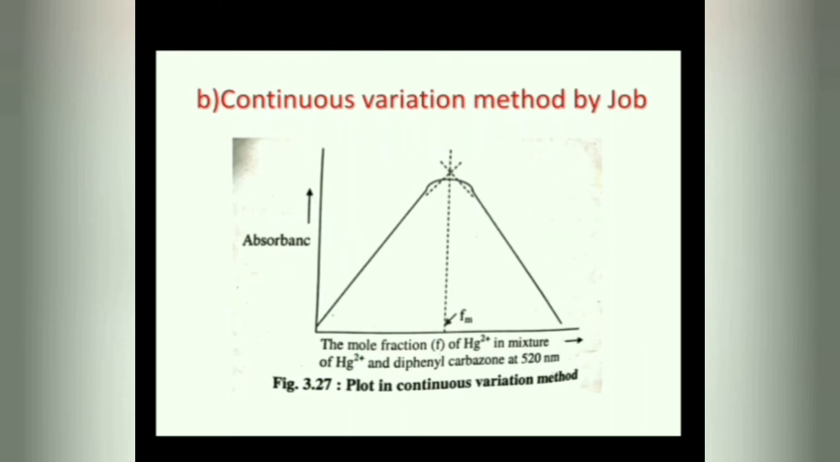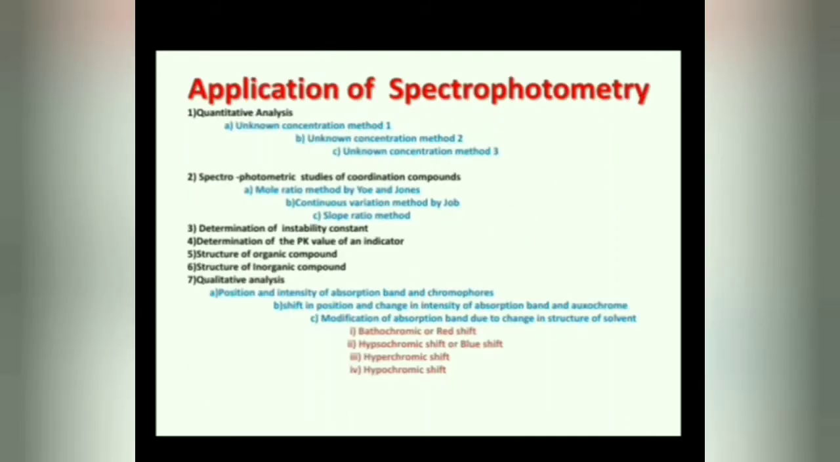Okay, now the third method is nothing but the slope ratio method. This method is restricted to those cases where only one single complex is formed at a time. If the complex formation proceeds according to this particular case, in the presence of a larger excess concentration of L, the absorbance due to other species is ignored here. Okay, this is all about the slope ratio method, but out of these three methods, the first two methods are very important from the exam point of view.